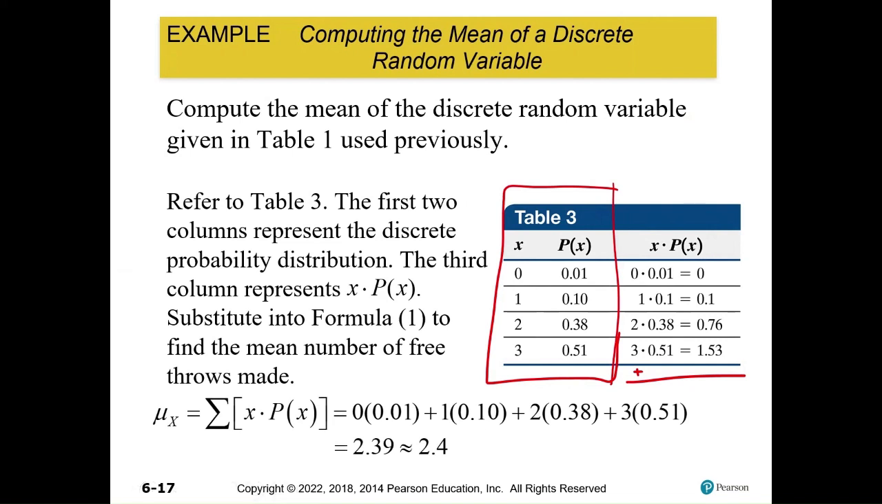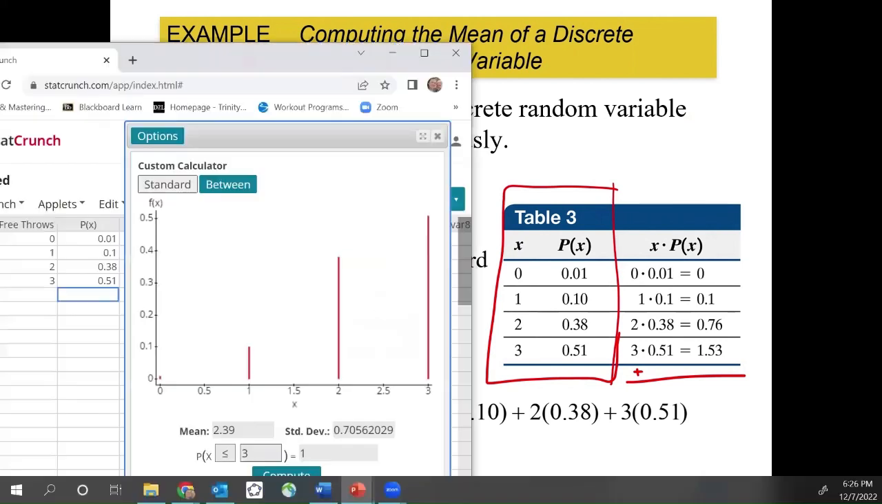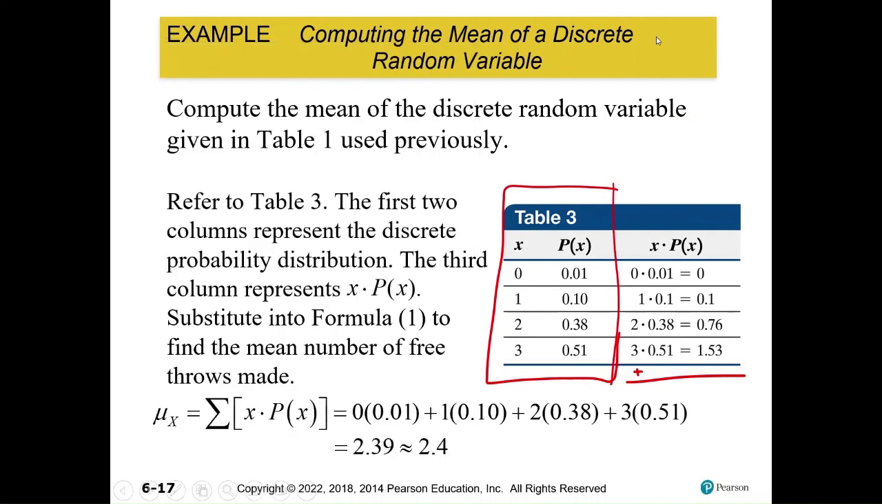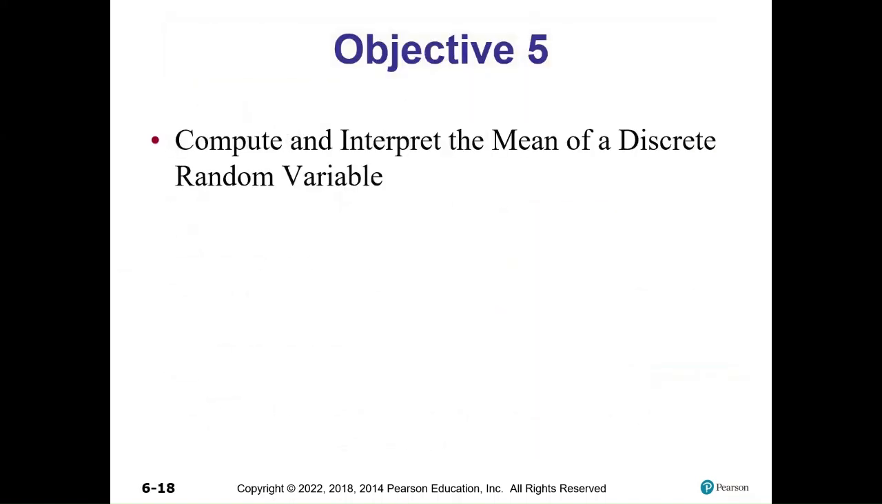And let's verify. 2.39 is exactly what StatCrunch gave us. So you have your choice. You can calculate it out with a calculator, or you can use StatCrunch to help you do that. So what does it mean though? After we compute it, what does it mean?